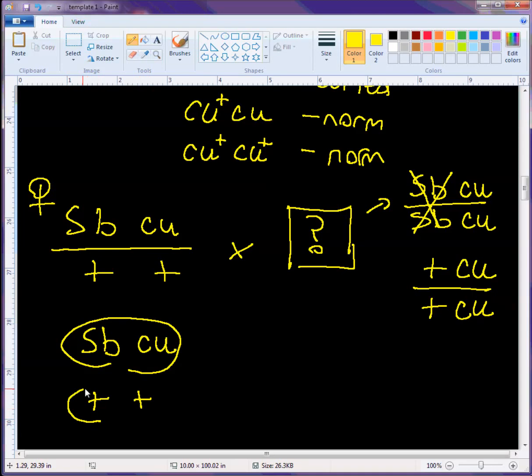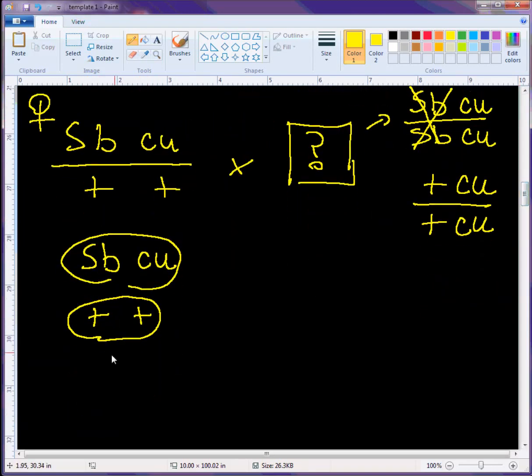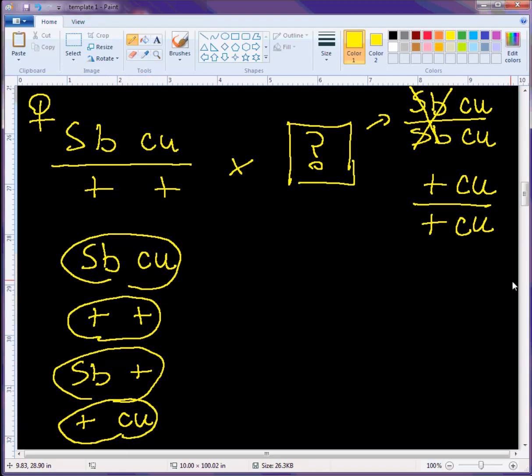++ is a non-crossover. And then we can get crossing over gametes too. We can get SB+ and +CU.